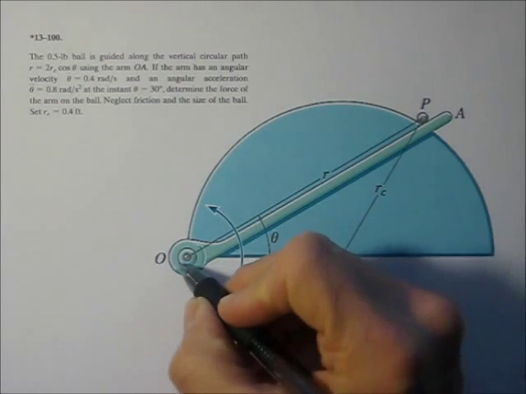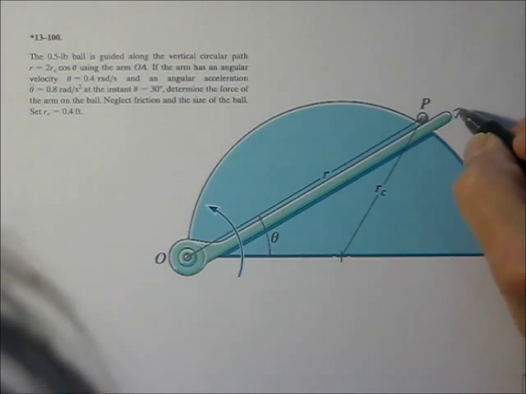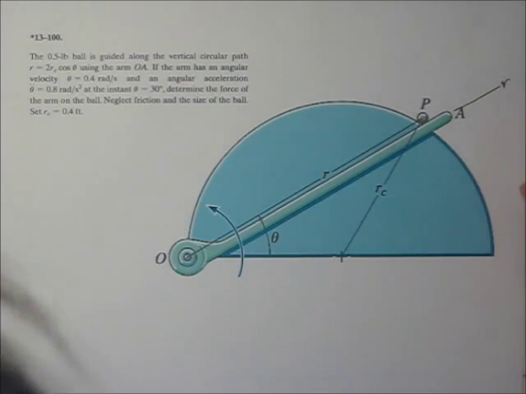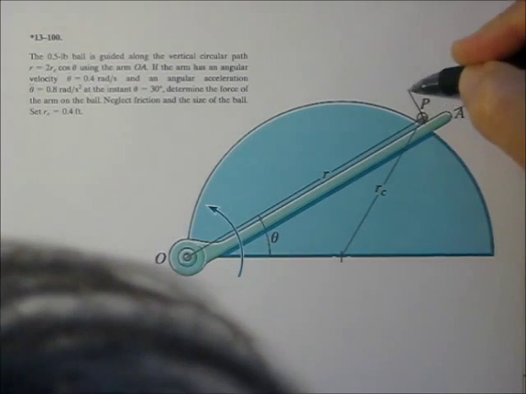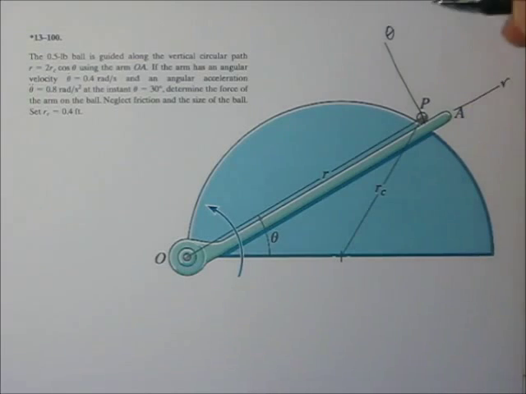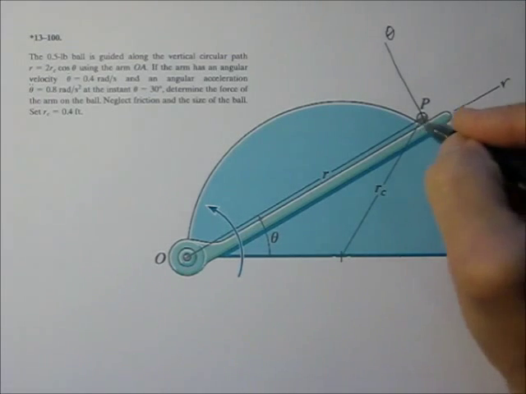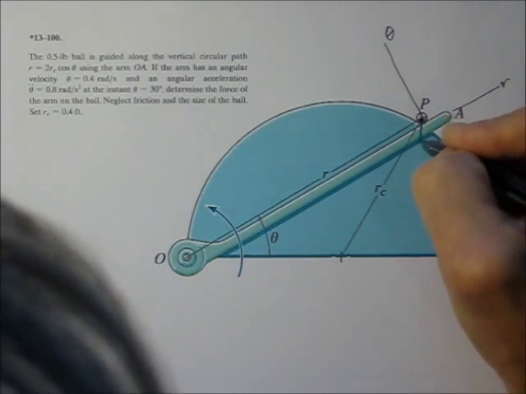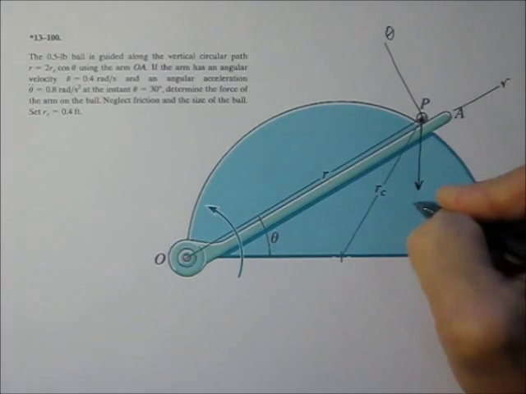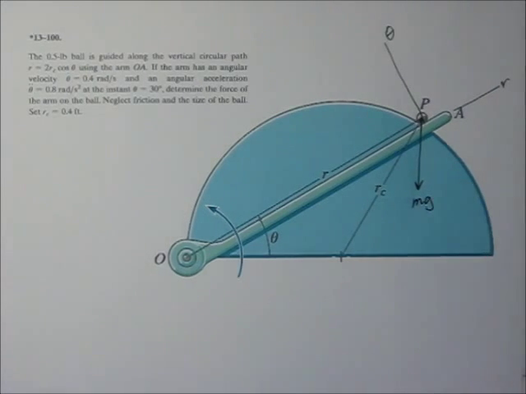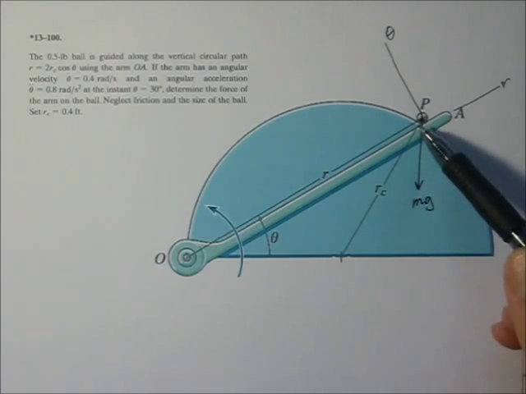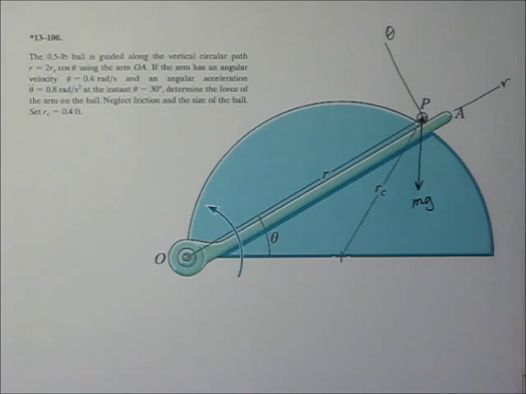Alright, so our axis goes straight out from the center, so I'm going to call that the R axis. Theta axis comes straight out from there. It is in the vertical plane, so I'm going to draw the mg coming straight down. Now, we'll be trying to analyze the forces on this ball in both the r and the theta direction.